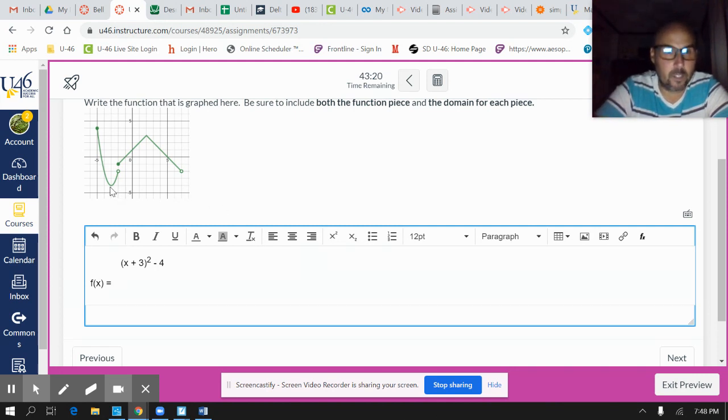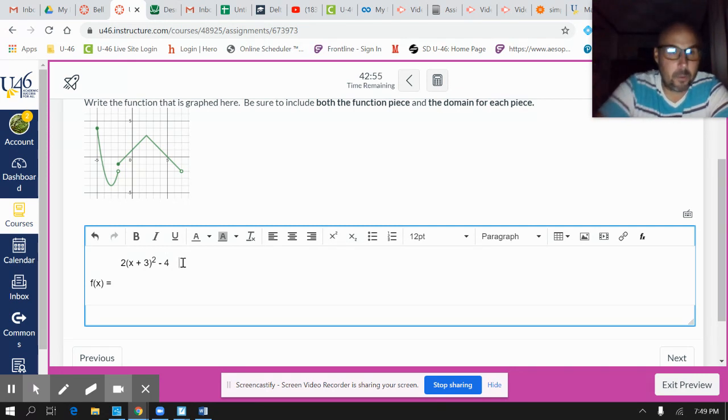But there was a vertical stretch because from the vertex, if you go over 1, the normal stretch would just be going up 1, but this one goes up 2. So this has a vertical stretch of 2. So outside the parentheses affects the y values. So 2 times the parentheses x plus 3 squared minus 4. And then now the domain part.